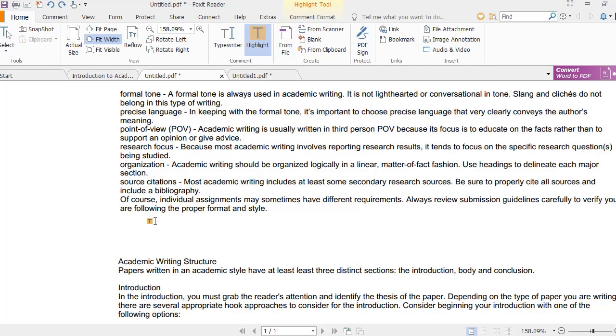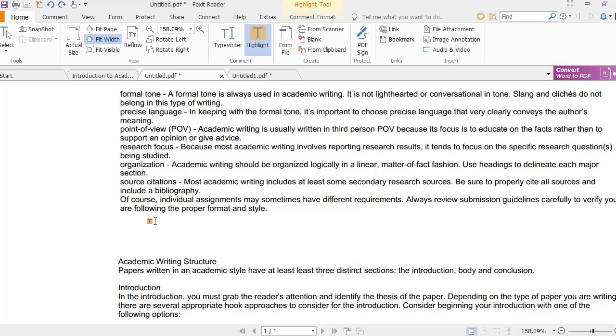Next, organization. Academic writing should be organized logically in a linear, matter-of-fact fashion. Use headings to delineate each major section. Okay, so academic writing should be organized. That means it should be organized.